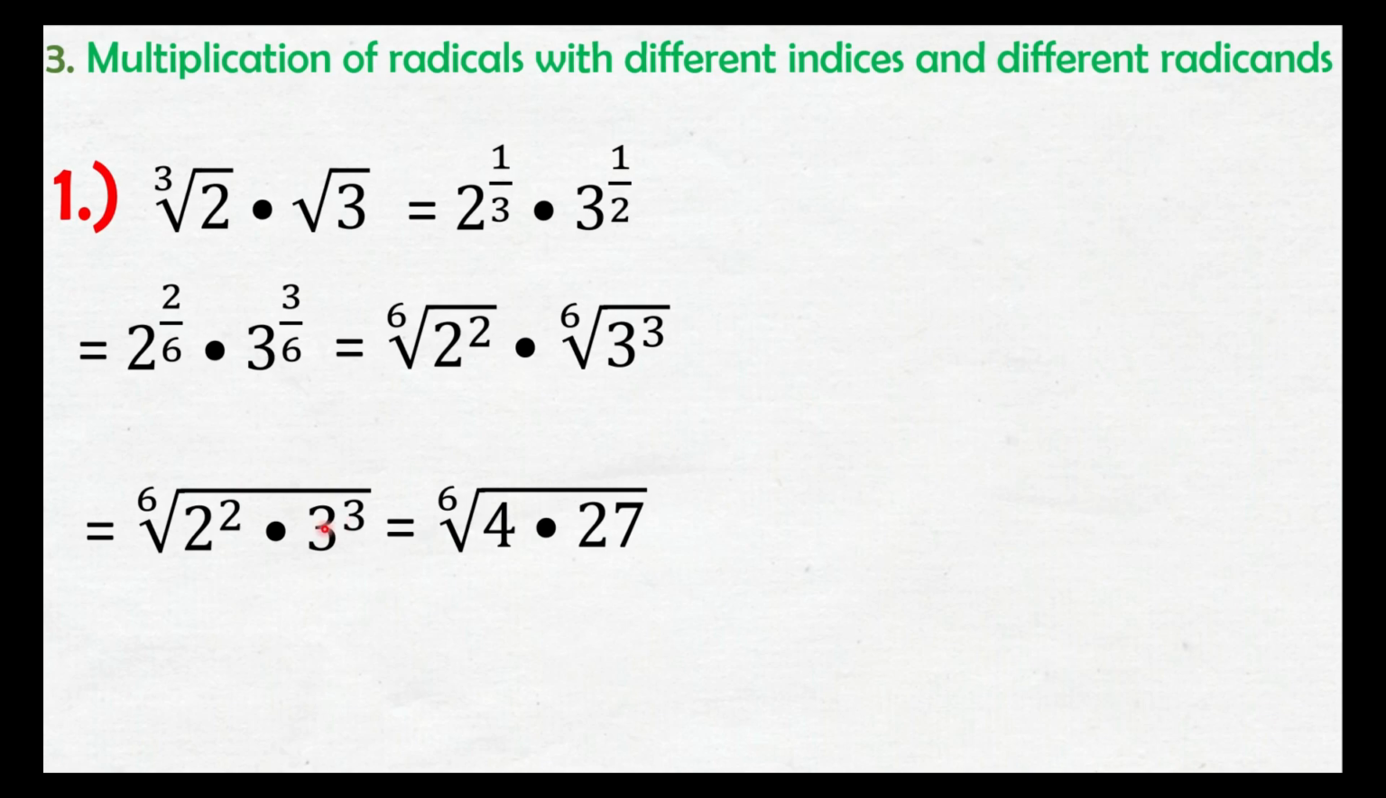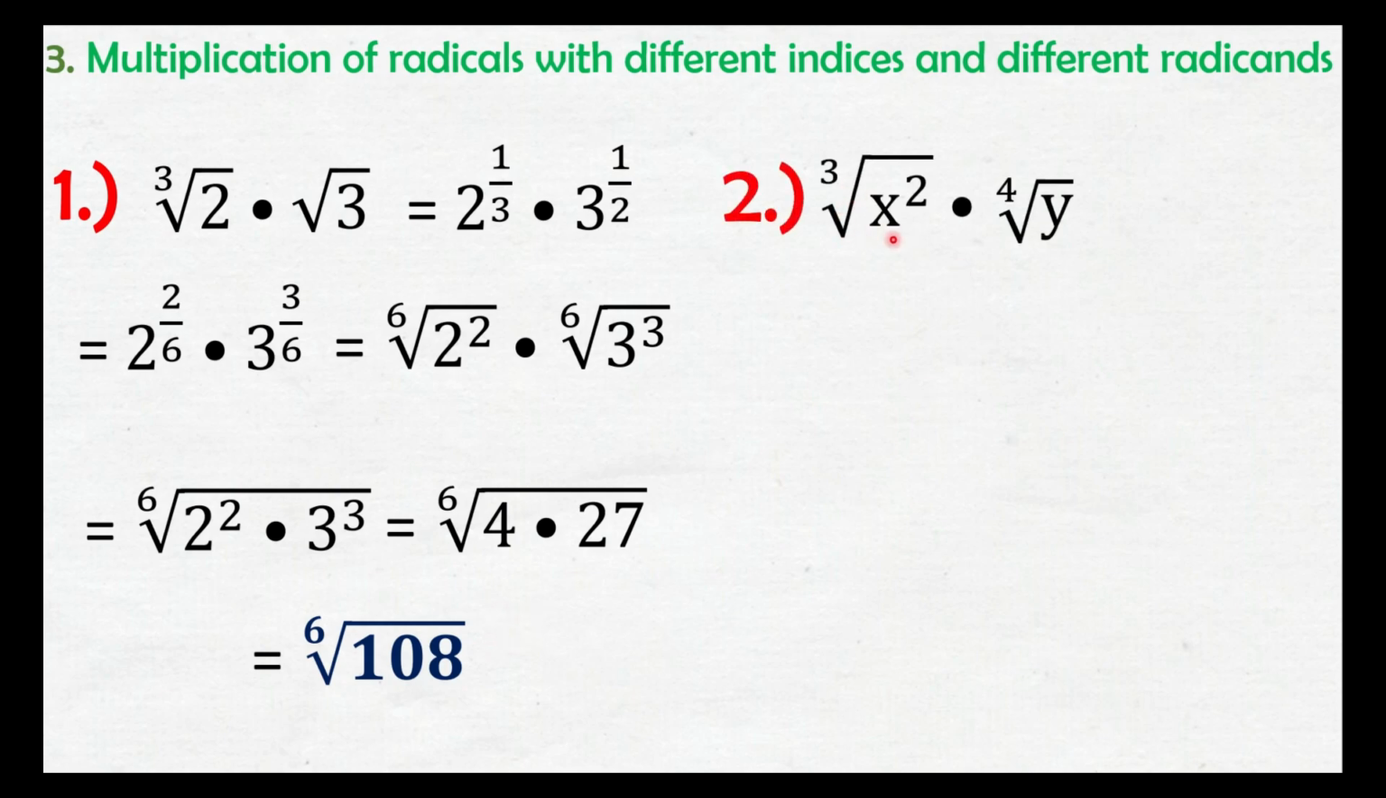And then, simplify lang natin 2 raised to 2, that is 4. And 3 raised to 3, that is 27. And then, multiply lang natin 4 times 27, that is 108. So, ito yung final answer natin. 6th root of 108.